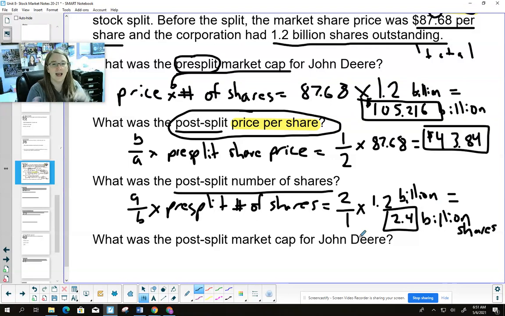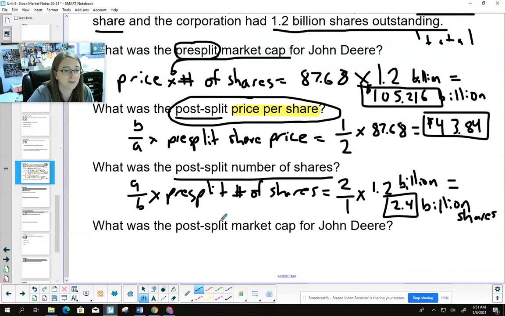So, once again, we have this inverse relationship happening. We take a slice of pizza, we cut it into half. The price is going to go down because the pieces are smaller, but now I have more pieces, right? So let's look at this last question. What was the post-split market cap? So back to market cap, that was once again up here. It is the price times the number of shares.